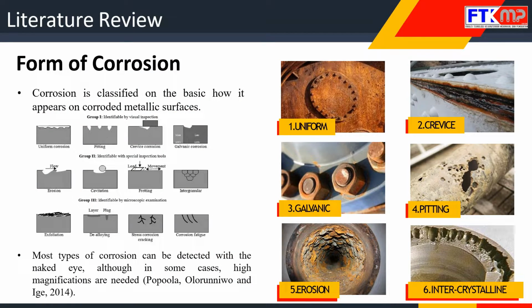There are a lot of forms of corrosion, but I will show you 6 examples of it, which are uniform corrosion, crevice corrosion, galvanic corrosion, pitting corrosion, erosion corrosion, and lastly intergranular corrosion. Corrosion is classified on the basis of how it appears on the corroded metallic surface. Most types of corrosion can be detected with the naked eye, although in some cases high magnification is needed.